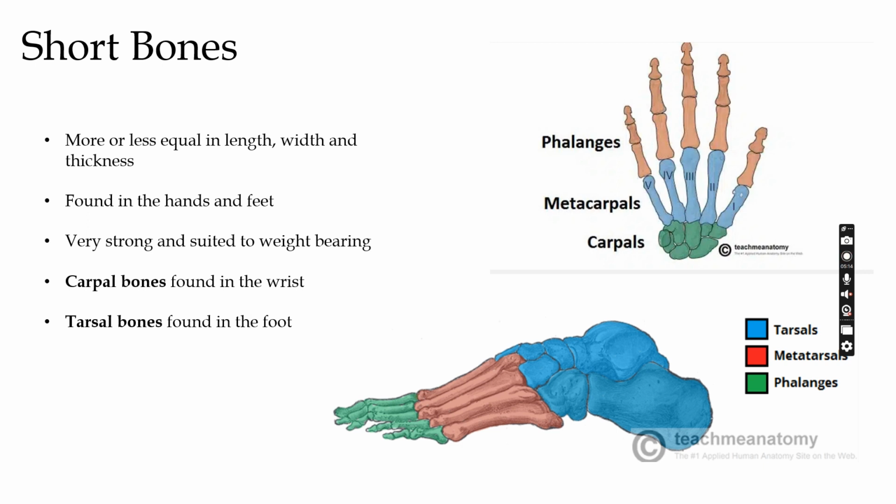Now, despite their size, they're actually very strong and they're suited to weight bearing. Hence why they're found in the foot and the hands. You know, the foot is weight bearing all the time when we're walking and so forth, so they need to be strong to sustain that.